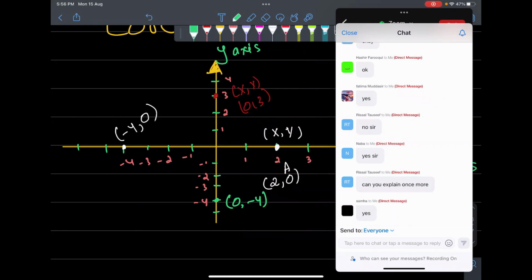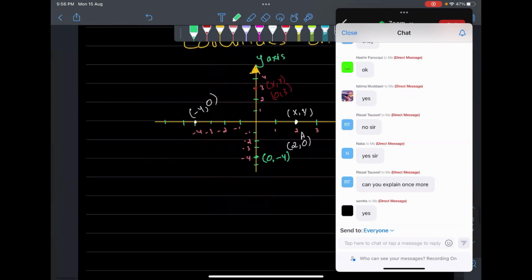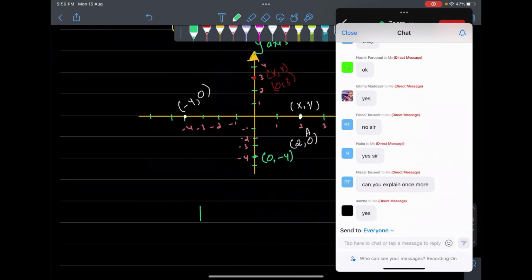Now another concept I need to discuss is parallelogram.